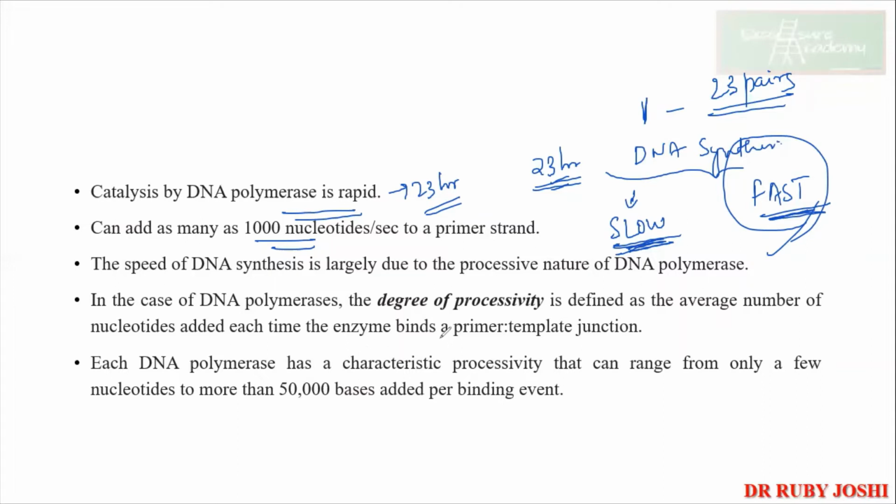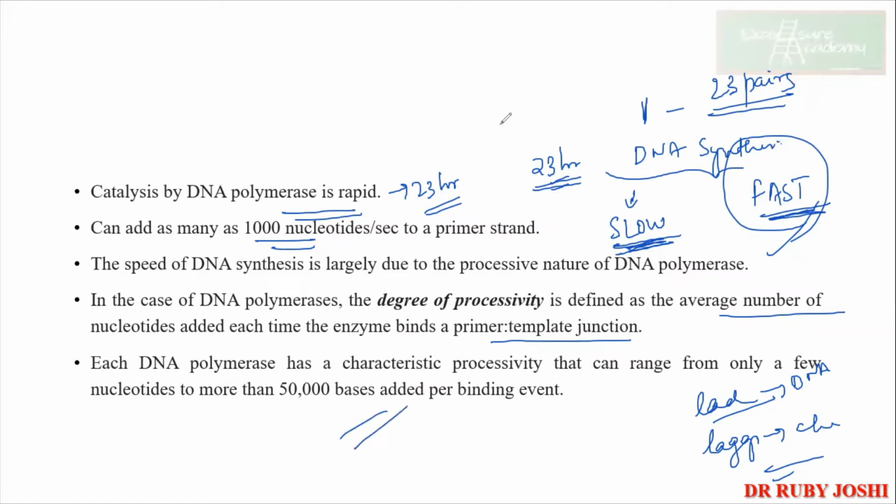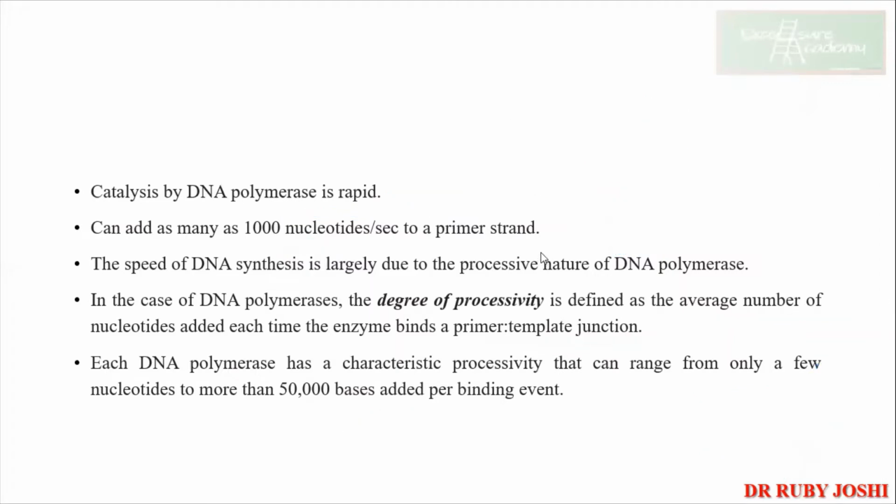Now the degree of processivity is defined as the average number of nucleotides added each time the enzyme binds to a primer template junction. I'll show you the video also in which we'll see how far the DNA polymerase is changing and adding the nucleotides. Why is it changing? In replication we have the leading as well as the lagging strand. In the leading strand one DNA polymerase keeps going, but in the lagging strand it keeps changing. We'll see how and explain why. Each DNA polymerase has a characteristic processivity that can range from only a few nucleotides to more, so depending on the type of DNA polymerase you can have different processivity.